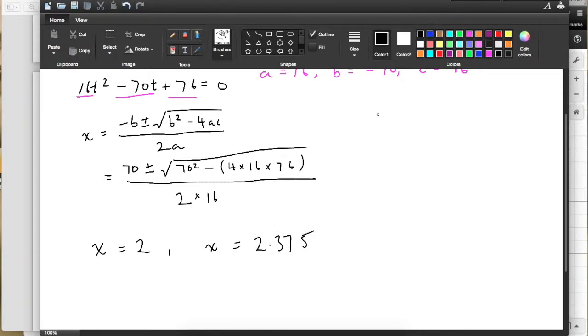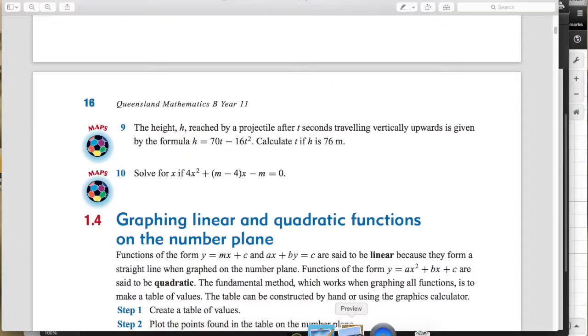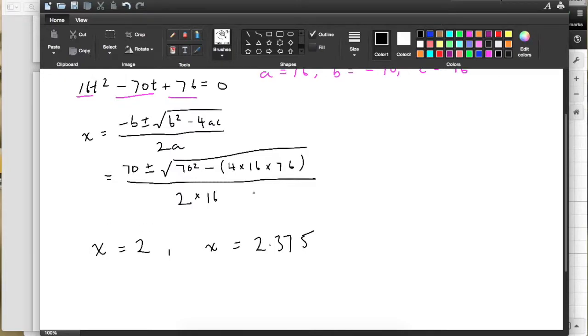Now, let's go back to our original question and figure out what those numbers actually mean. The question says we're trying to find the time when the projectile is at a particular height, and that's time given to us in seconds. So what these actually represent are seconds. In other words, the projectile is at a height of 76 meters after 2 seconds and after 2.375 seconds. That's a pretty sharp turnaround.